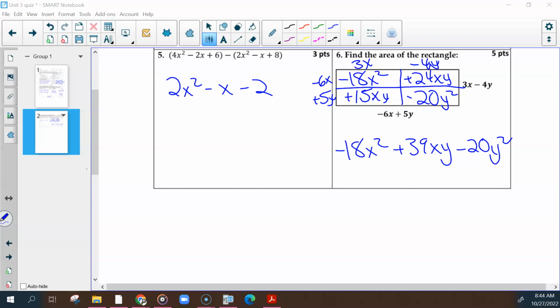Is a quadratic 2? Quadratic is 2. And a quartic is 4. Quartic is 4. Yeah.